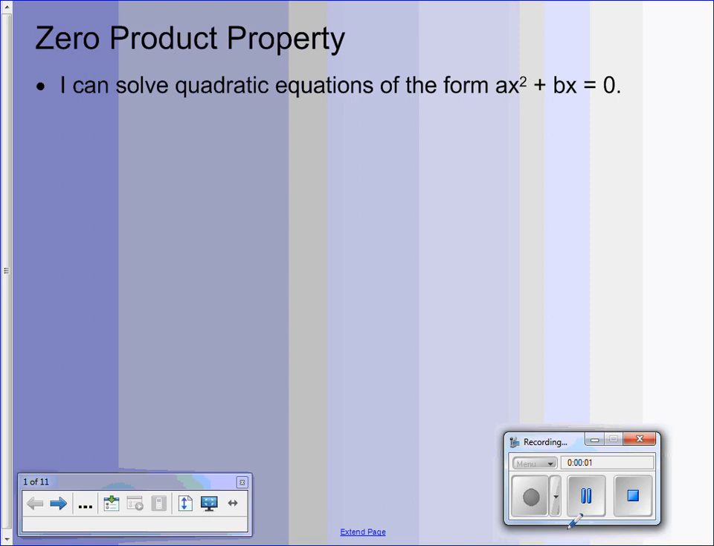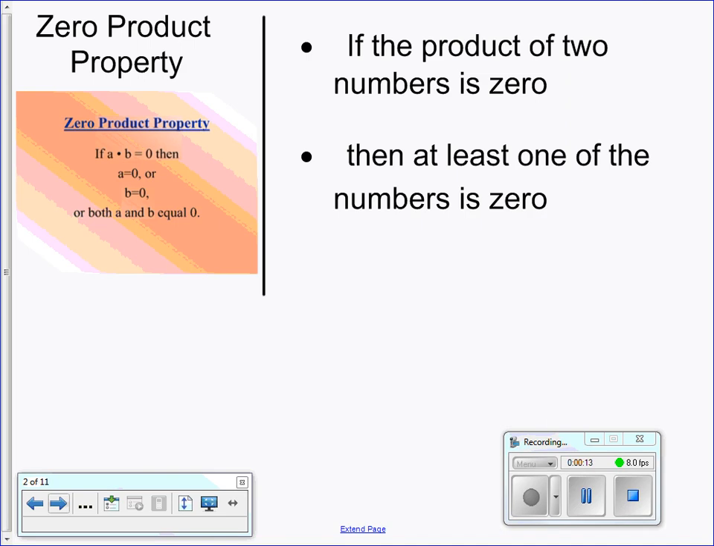In this lesson, we'll be doing the zero product property. By the end of the lesson, you should be able to solve quadratic equations in the form of ax squared plus bx equals 0. So the zero product property just means that if the product of two numbers is 0, then at least one of the numbers is 0.